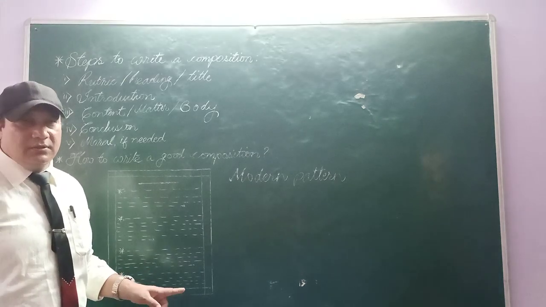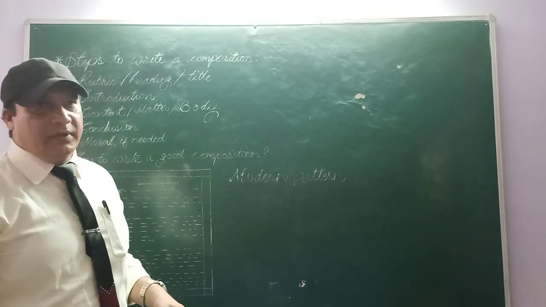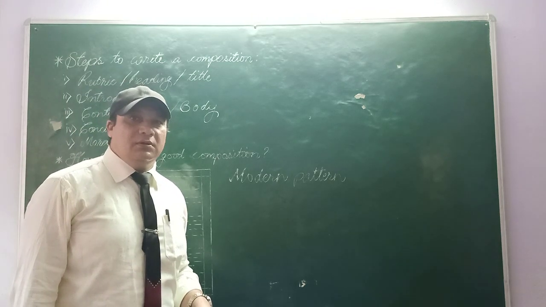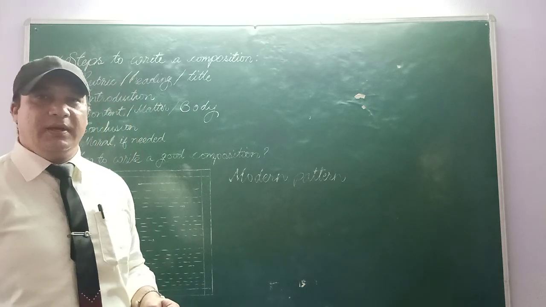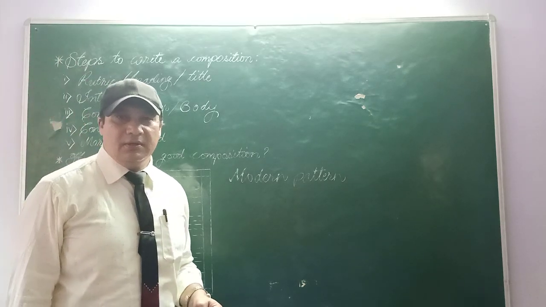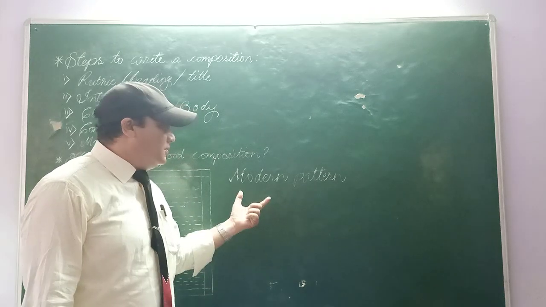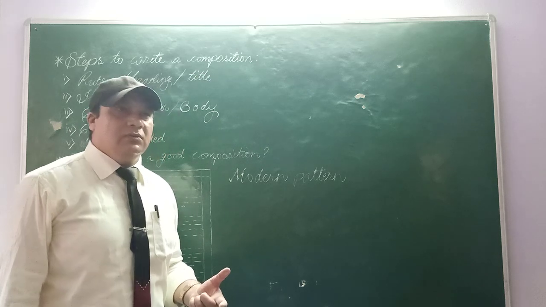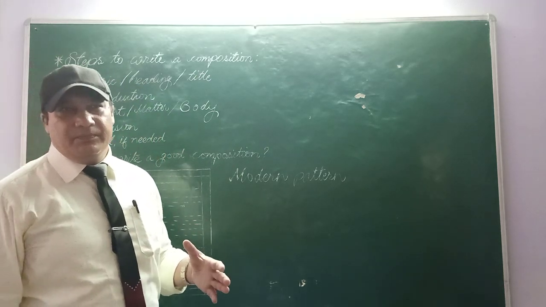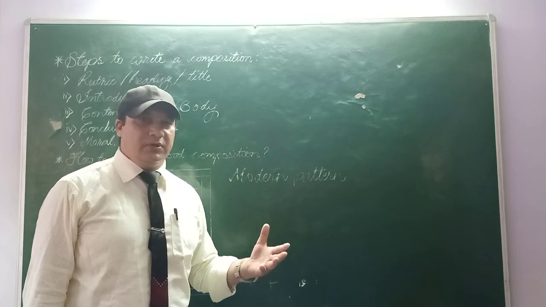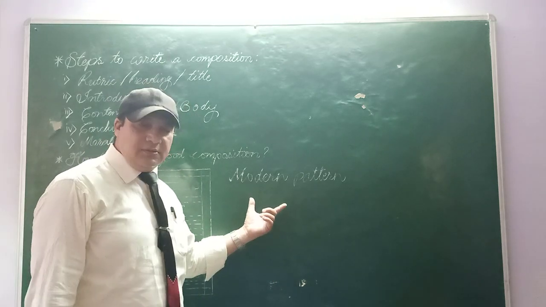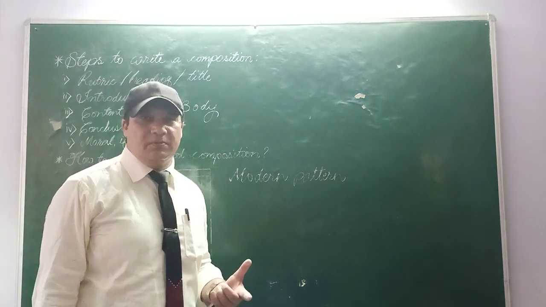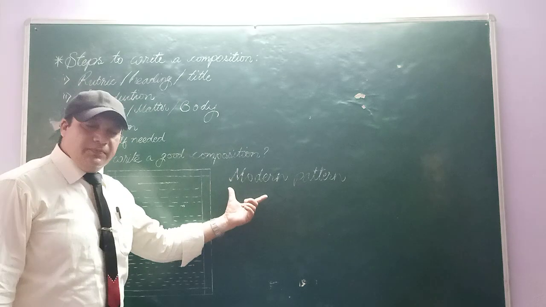There are two different ways or formats of writing a composition. Number one, the traditional format, or we call it the old format, and number two is the modern format or modern pattern. The traditional pattern is an outdated pattern. Now we are not using that. We are now strictly told to write compositions in a modern pattern or computer pattern, right? So we'll follow the modern pattern.